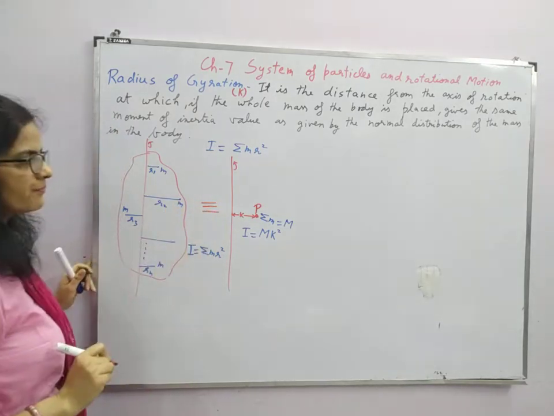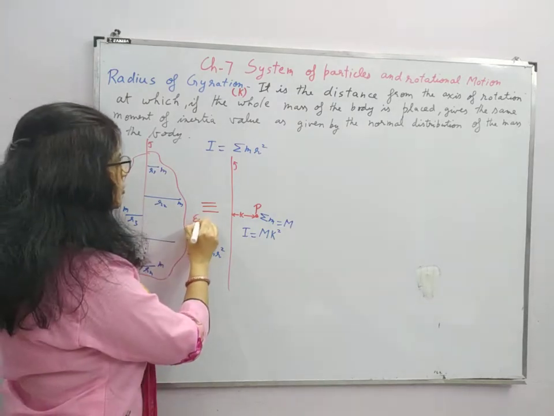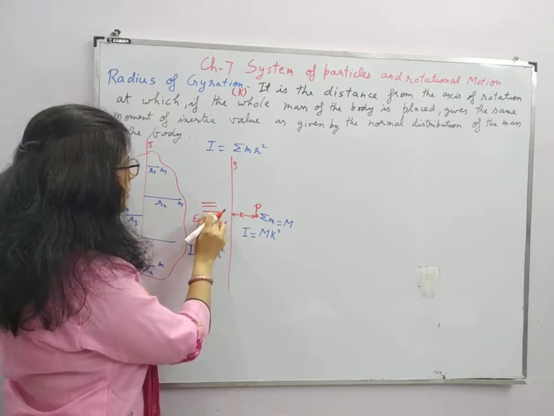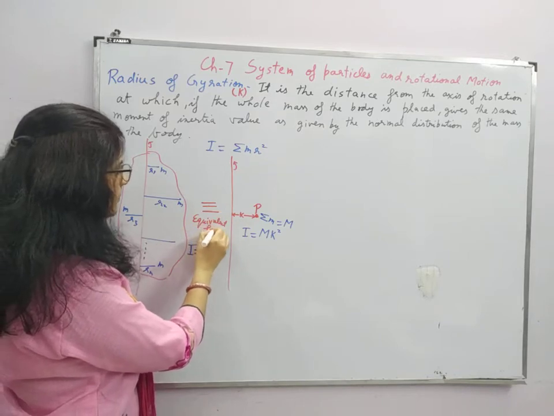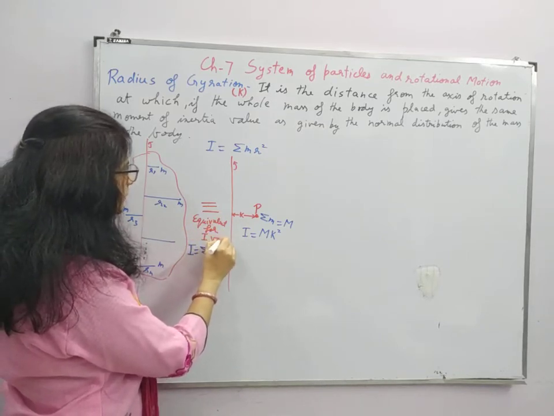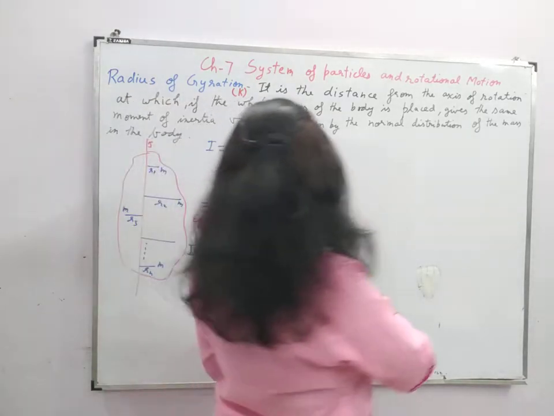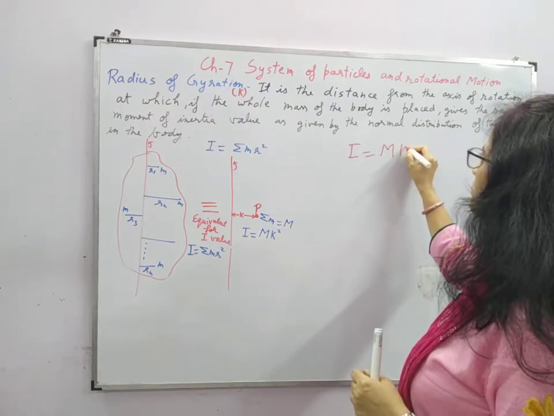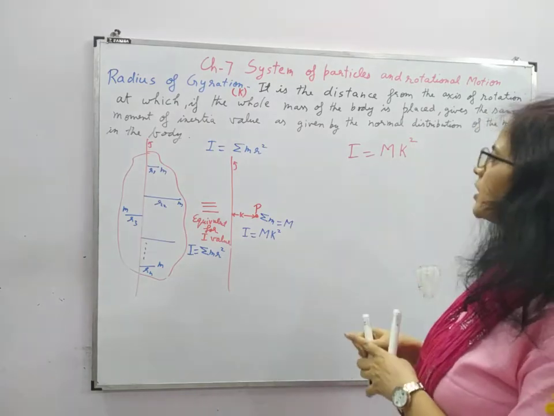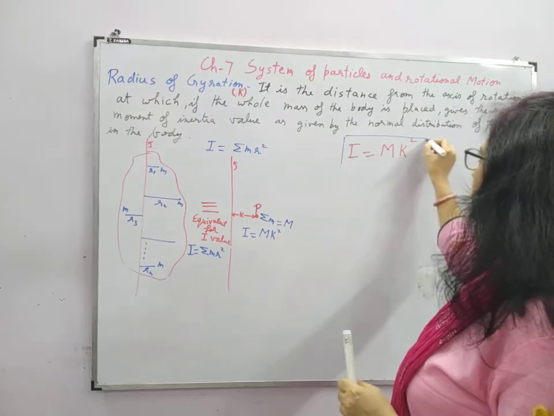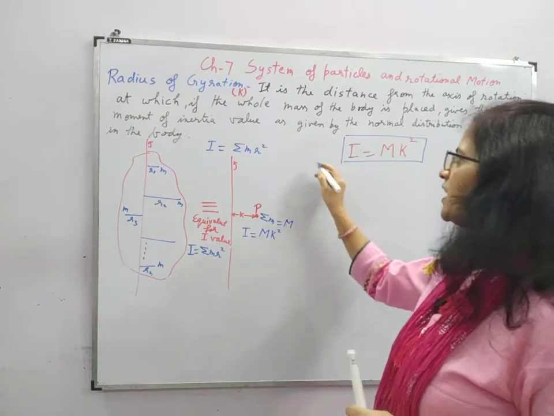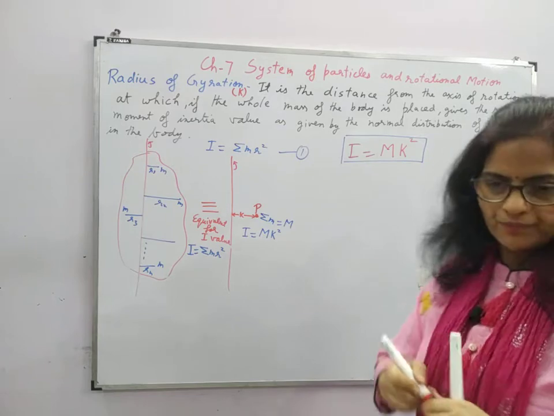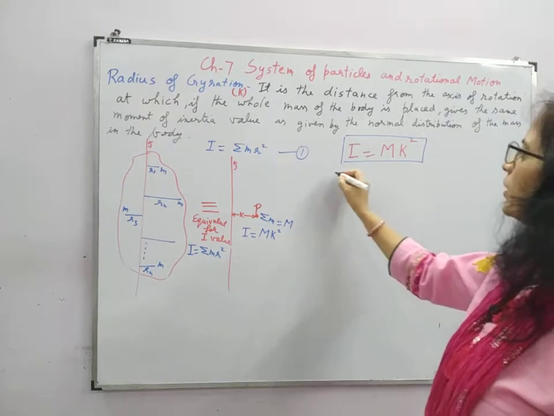So I can use this sign here which shows that these two are equivalent for the moment of inertia, the I value. So we can write that I is equal to mass into k square. This is the basic formula which relates the radius of gyration with the moment of inertia, and we'll use this to derive a physical significant relation for radius of gyration.